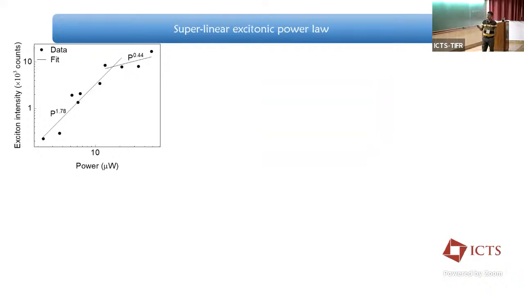Okay, so I'll end with this, my last but one slide. What we observe, and this is something we are very intrigued by, is that the exciton shows a power law close to 1.78. It's just not possible in a normal situation. An exciton has to be P to the power 1, right?